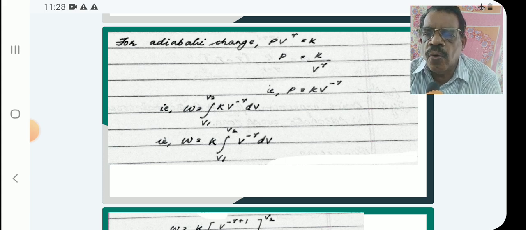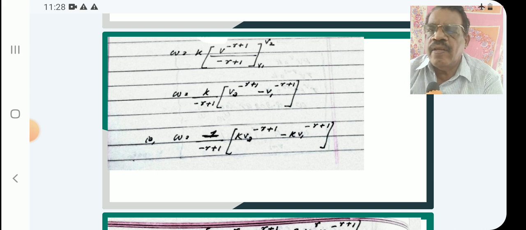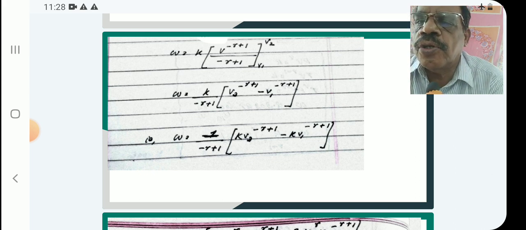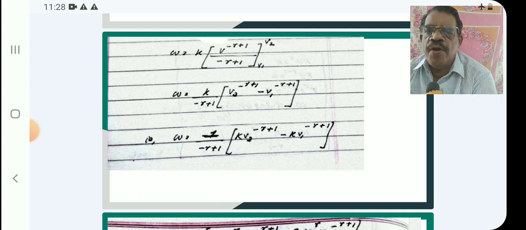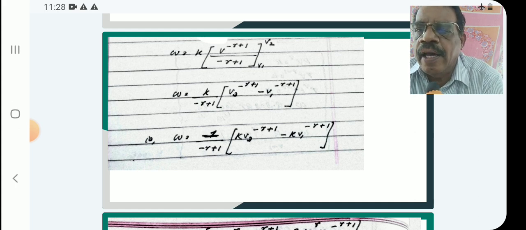W equal to K is taken out. Integral V1 to V2 V raised to minus gamma dV. That we integrate. That is W is equal to K into V raised to minus gamma plus 1 by minus gamma plus 1, the whole inside the bracket. The limit is from V1 to V2. And the integration, integral x raised to n dx is equal to x raised to n plus 1 by n plus 1. That rule is applied here.